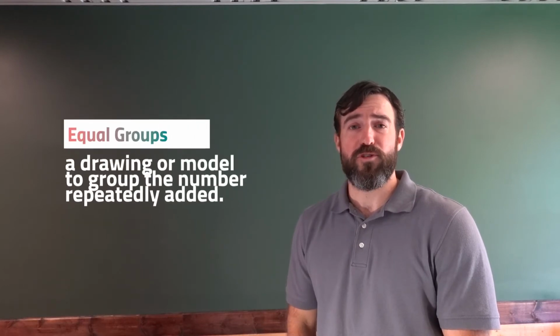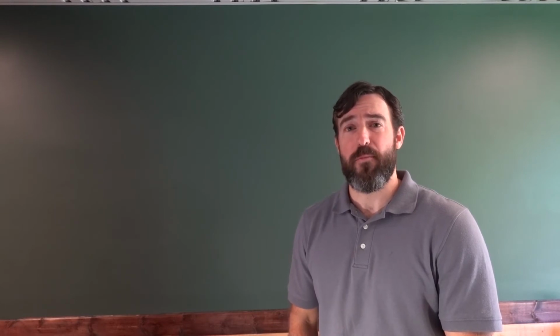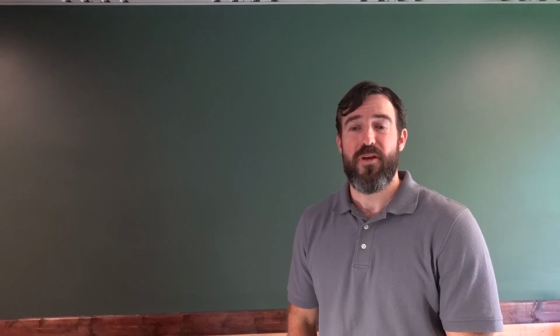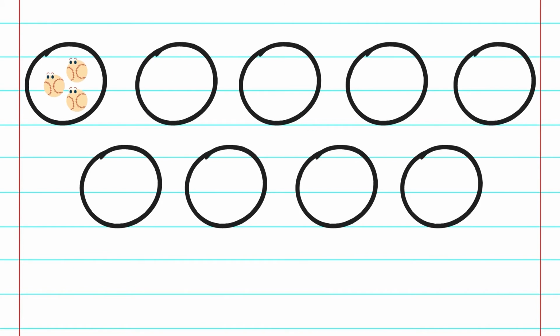We can also use a drawing or a model in a multiplication problem called equal groups. We can use large circles to represent each group. Remember, we said that our 9 innings represent the number of groups. So we can draw 9 large circles as our groups. We know that each inning has 3 outs, and the 3 represents the size of our groups. We can show the size of our groups, or those outs in each inning, by drawing smaller circles within those 9 circles we've already drawn.